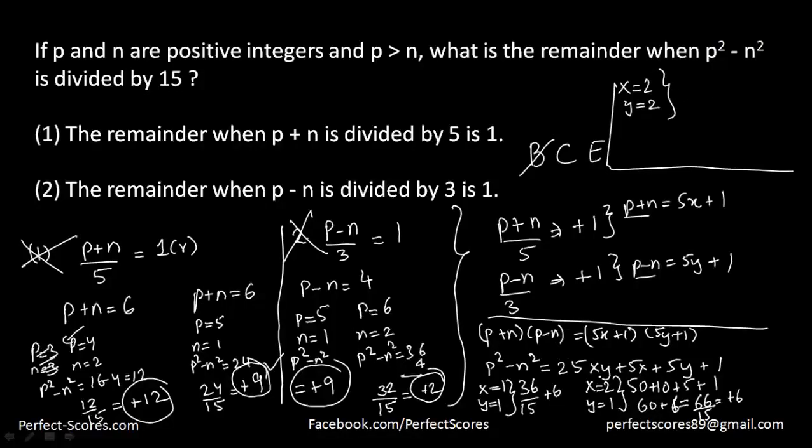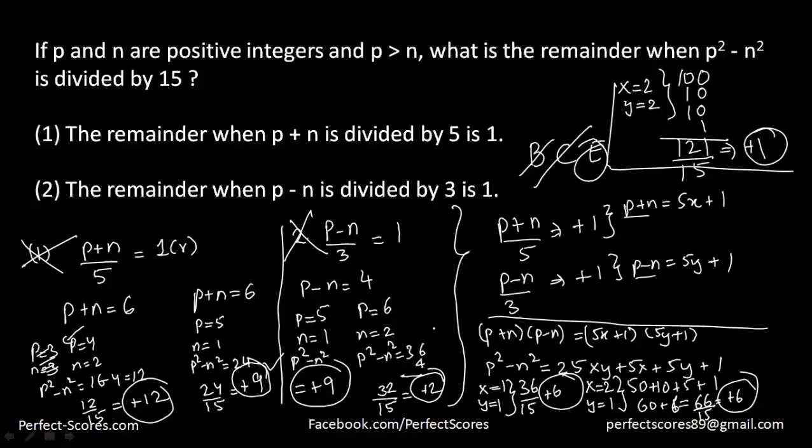If x is equal to 2 and y is equal to 2, then this is going to turn out to be 25 into 4, which is 100, plus 5 into 2, which is 10, plus 5 into 2, which is 10, and this over here is going to be 1. So this is going to turn out to be 121. If I divide 121 by 15, the remainder is plus 1. So I'm getting different answers here. I'm getting plus 6, I'm getting plus 1, which means even combining is insufficient. Hence, my answer is option E.